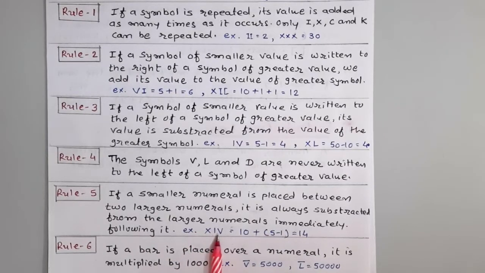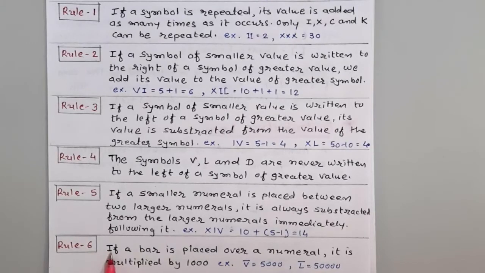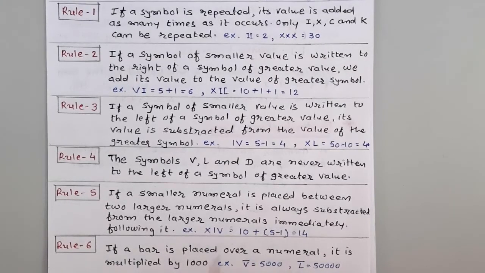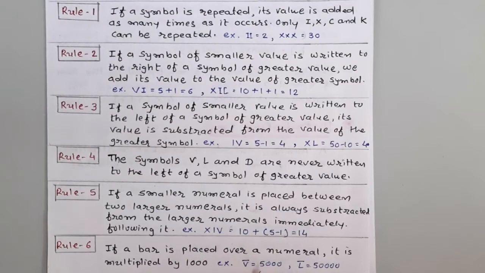Suppose XIV: the value of X is equal to 10 and IV means 5 minus 1, so 10 plus 4 is equal to 14. And rule number 6: if a bar is placed over a numeral, it is multiplied by 1000. For example, V with a bar means 5000, because the value of V is equal to 5, but there is a bar on it, so 5 times 1000 equals 5000. Same way, L with a bar means 50,000.